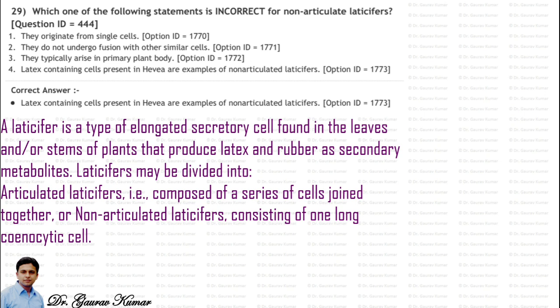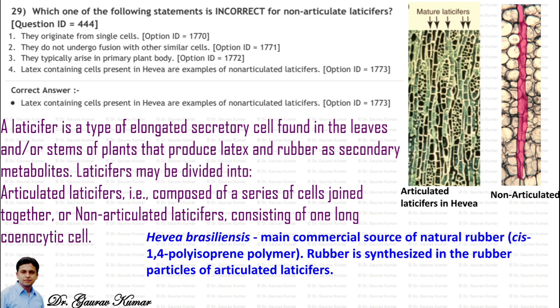So what happens in Hevea? You can see the figure on the right-hand side. These are the articulated laticifers, which are found in Hevea, and the other one is an example of what the non-articulated one looks like. The articulated laticifers are composed of a series of cells joined together, looking like a pipe-like structure. And non-articulated laticifers consist of one long coenocytic cell. Coenocytic means there will be no separation or no septa between the walls.